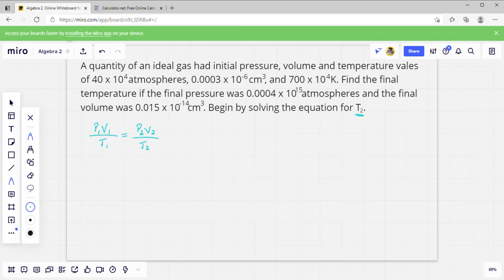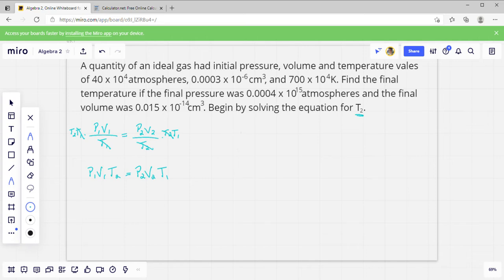What we're going to do first is multiply both sides by the common denominator, T2 T1, to get rid of our bottoms. Here we can cancel our T1, so we're going to have P1 V1 T2. And then here we're going to cancel our T2, and that's going to equal P2 V2 T1.